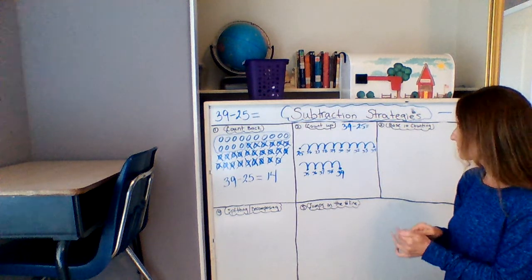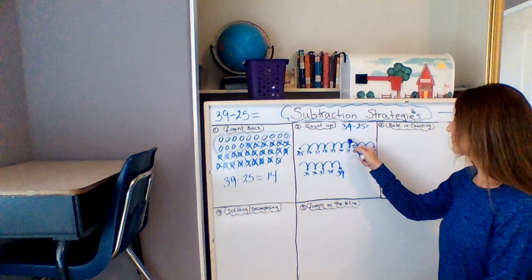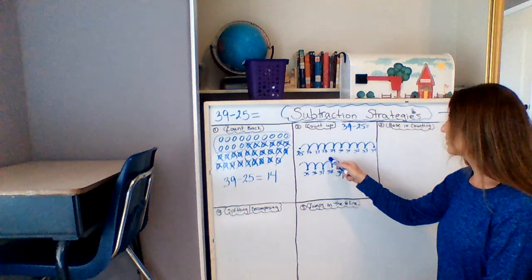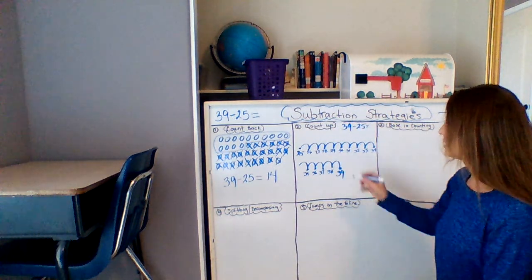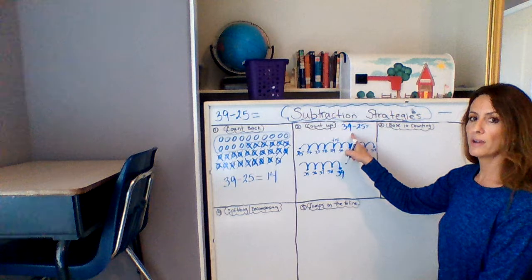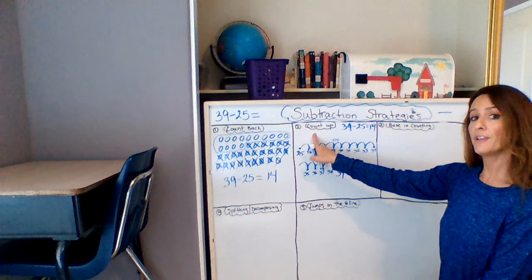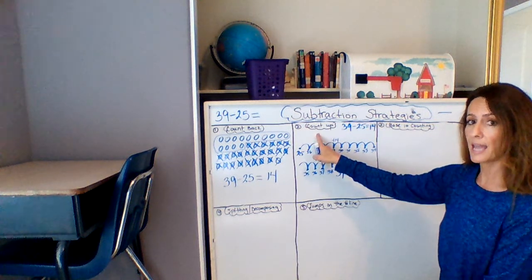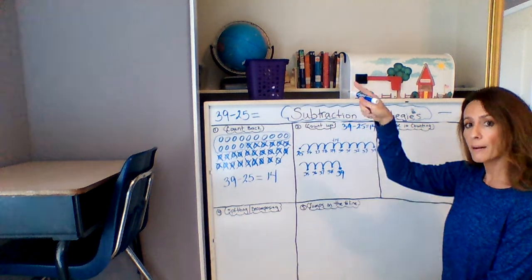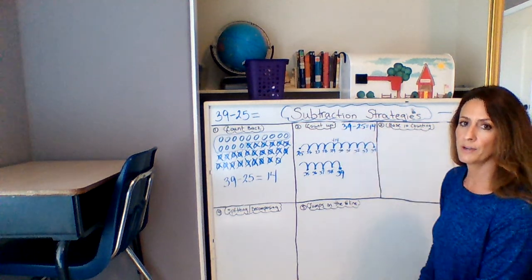Okay, so I hopped 1, 2, 3, 4, 5, 6, 7, 8, 9, 10, 11, 12, 13, 14 times. I did 14 hops. So I know that 39 minus 25 equals 14. And we figured that out by counting up. Okay, so remember, counting up, you start with your small number and you count up to your big number. Okay, so our small number here was 25 and our big number was 39.